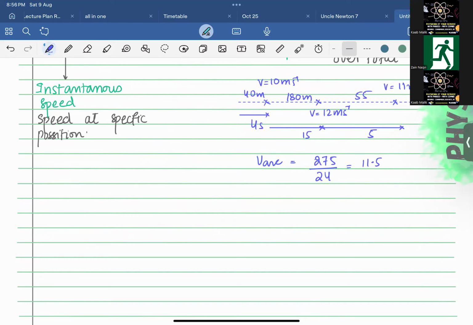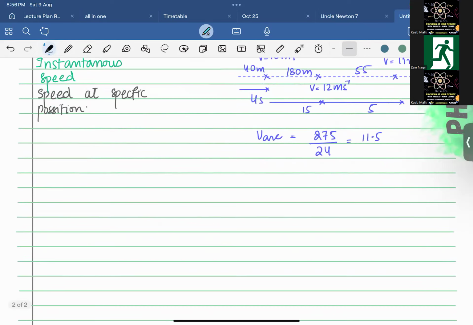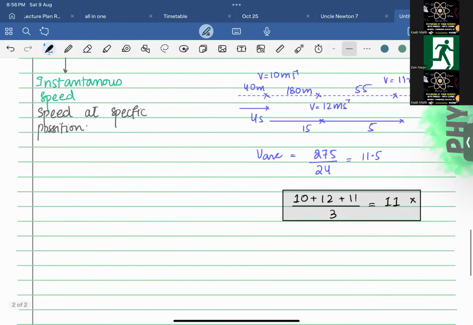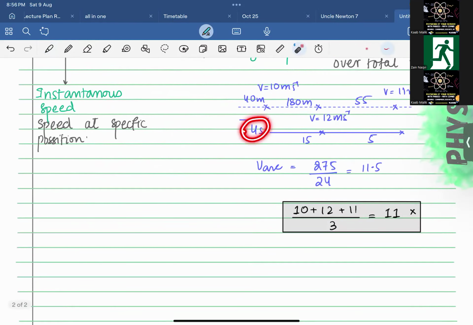Please keep in mind, by the way, if you do 10 plus 11 plus 12 and then divide that by 3, you won't get the correct average speed. If somebody wrote 10 plus 12 plus 11 divided by 3, they end up getting 11, and it is not the correct speed. How did you get the 24? I just added up the time: 4 seconds, 15 seconds, and 5 seconds.